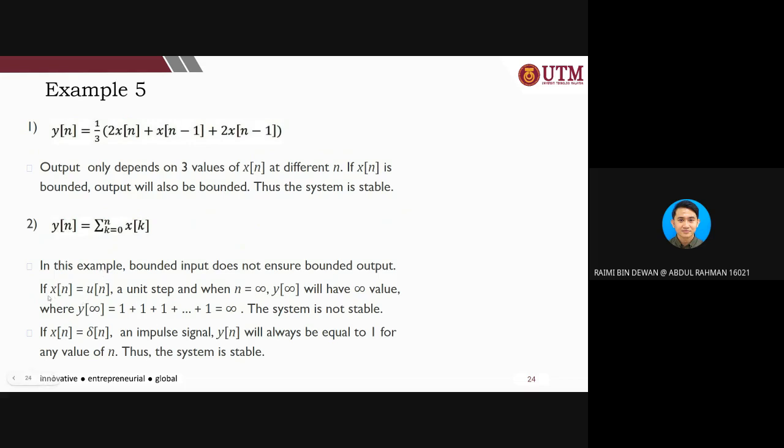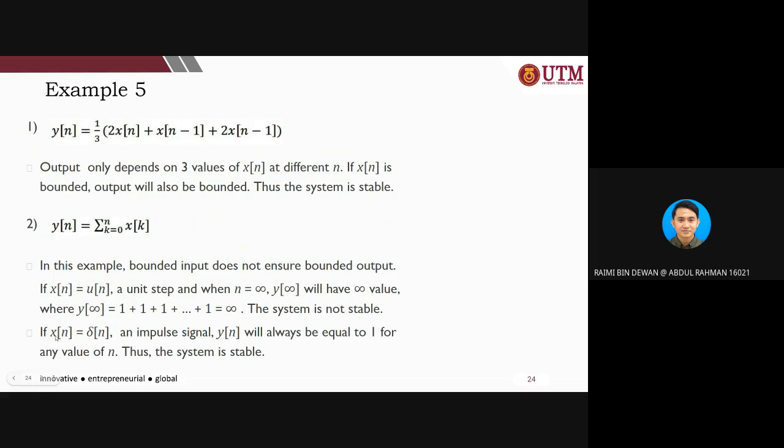For example, if x[n] is a unit step, then when n equals infinity, y will have an infinite value as well. So your y[infinity] will be 1 plus 1 plus 1 until infinity, because the unit step is continuous until infinity. If you forget what a unit step is, you need to revise the previous lecture or slides. Thus, if it's a unit step, the system is not stable.